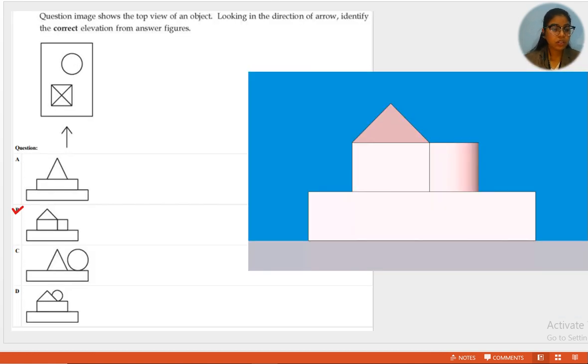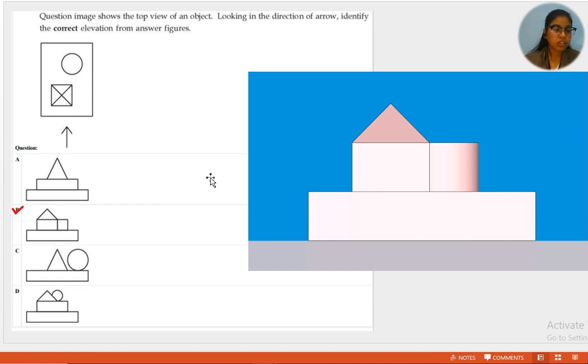Moving to the next question. In the next question also, the question image shows the top view of an object. Looking in the direction of the arrow, identify the correct elevation from the given answer figures. You are given a top view of an object and you have to look in the direction of the arrow and identify the correct elevation from the answer figures. The direction of the arrow is obviously front, so the question is asking about the front elevation of the question figure.